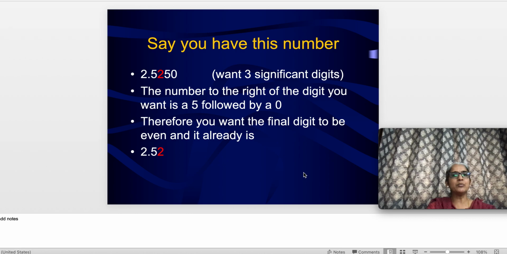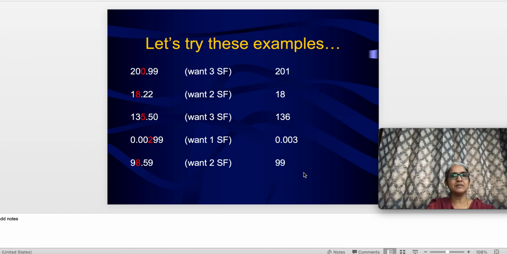Now you want to do 2.5250 and you want 3 significant digits, which means the number to the right of the digit you want to keep is 50. You want the digit to be even and it already is, therefore you don't have to round it off. So 2.52 is what you will keep it as. These are some other examples. I'll take a pause again.